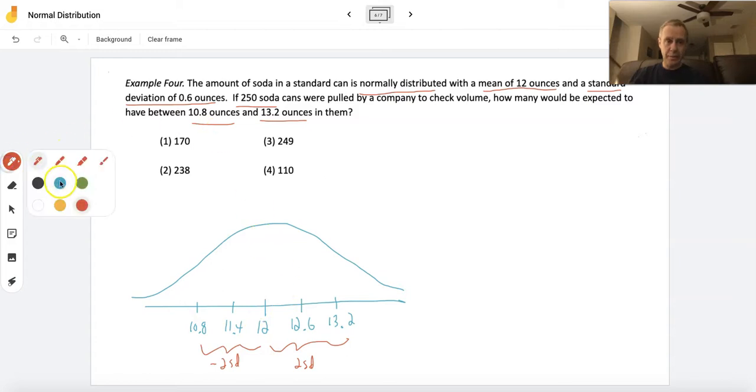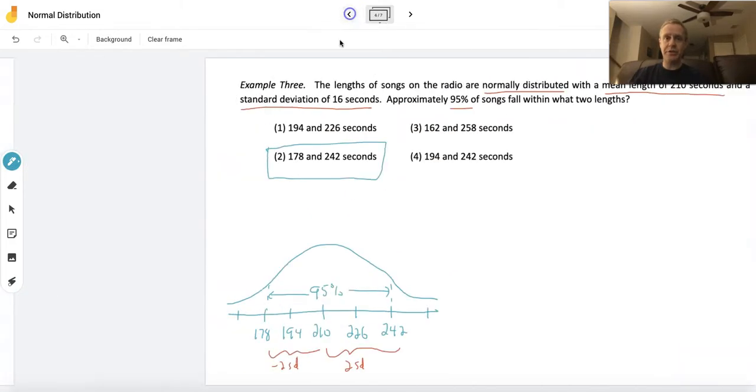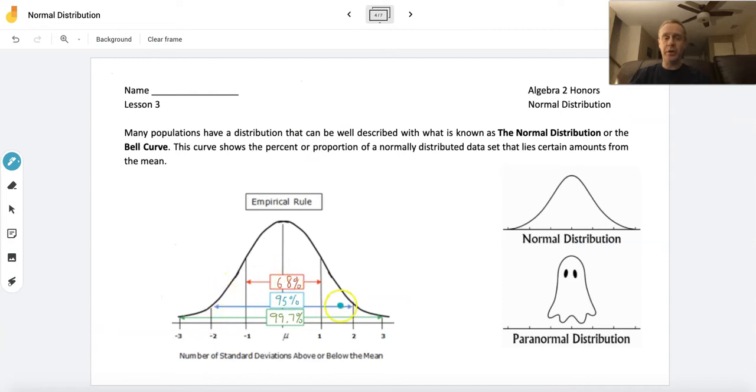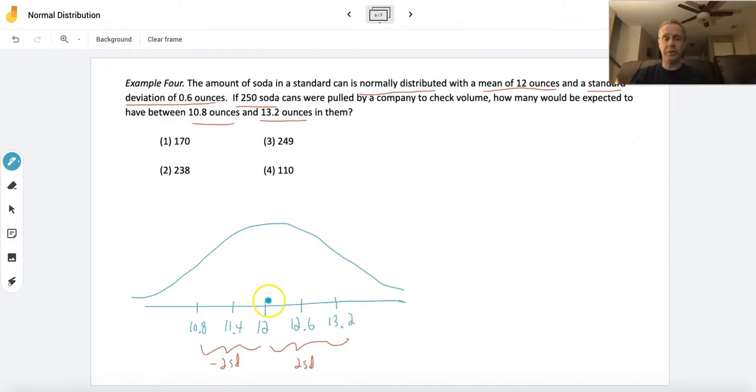And again, as in the other problems, and as with any of these questions, once you know how far you are going below and above the mean, we always know what the percent of the data that lies in there is because of our empirical rule for normally distributed data. So we should see that between these two values of 10.8 and 13.2, we should find 95% of our data in this question. But we weren't asked specifically to find the percent of data that lies between these two values. We were asked to find how many soda cans lie in this interval.